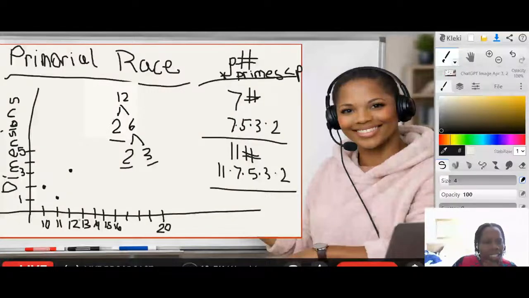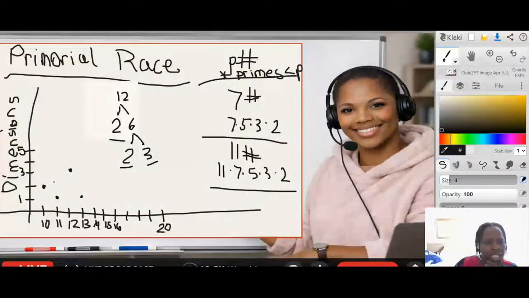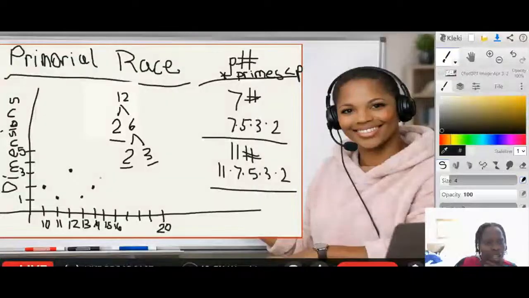Then 13 is prime, so it's on level 1. 14 is on level 2 because it is 2 times 7. 15 is 3 times 5. Those are 2 prime numbers, so it's on level 2 also.